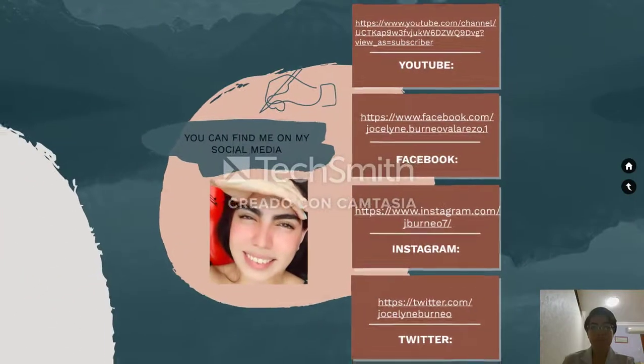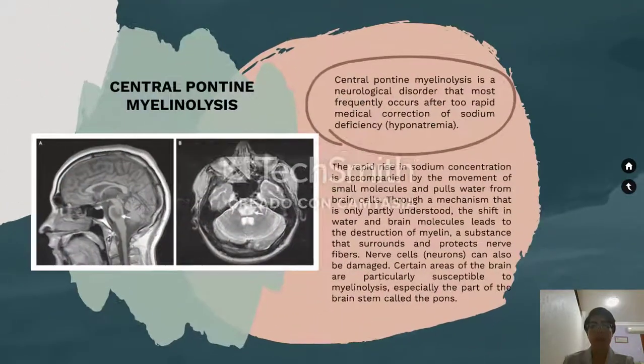Definition. Central pontine myelinolysis is a neurological disorder that most frequently occurs after too rapid medical correction of sodium deficiency, also known as hyponatremia. The rapid rise in sodium concentration is accompanied by the movement of small molecules and pulls water from brain cells. Through a mechanism that is only partly understood, the shift in water and brain molecules leads to the destruction of myelin, which is a substance that surrounds and protects nerve fibers.